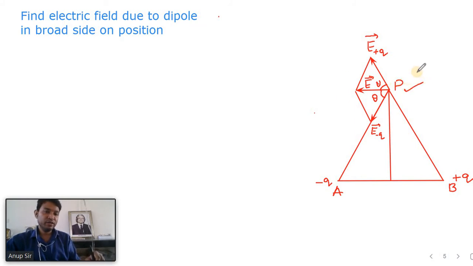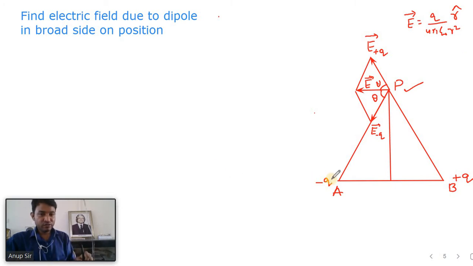This is our point P, and we know very well that electric field is simply equal to q divided by 4 pi epsilon naught and the distance squared. Of course it is a vector quantity, so I have to put an arrow sign on the letter E, and there should be a unit vector. So let us start.